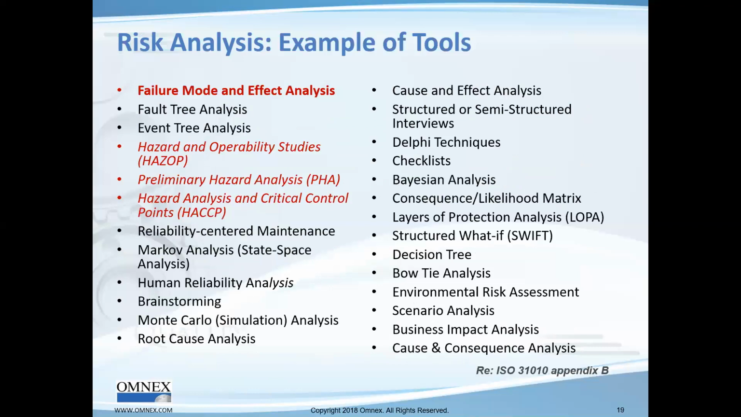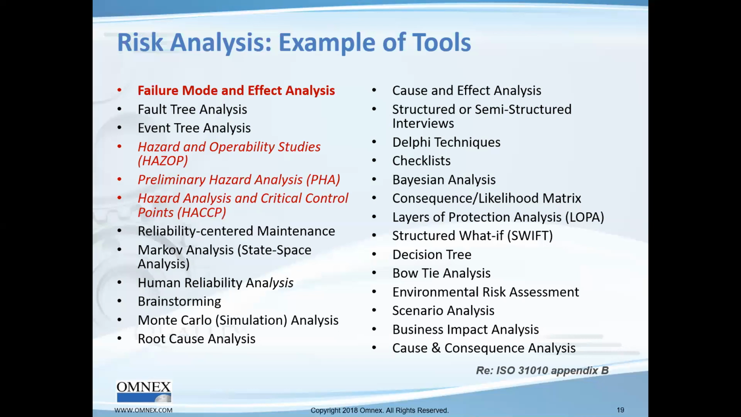There are many different tools. This is from Appendix B of 31010. The ones that are in red are all interrelated. Failure mode and effects analysis is the generic version of the hazard and operability studies, which are used in environmental work, preliminary hazard analysis, which is used in safety, and then hazard analysis and critical control points, which is used predominantly in food safety.